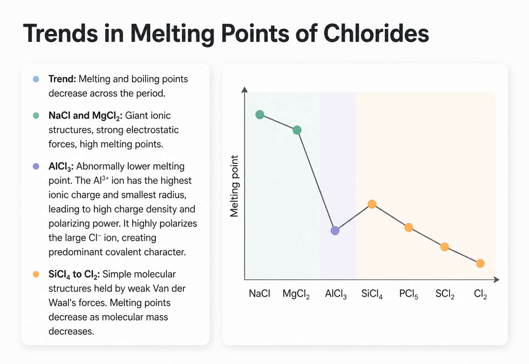The trend in the melting points of these chlorides is a steady decrease across the period. Sodium and magnesium chlorides require a lot of energy to overcome their strong ionic bonds. But why does aluminium chloride have such an abnormally low melting point? It comes down to polarizing power. The aluminium ion is small and highly charged, giving it a massive charge density. It pulls strongly on the electron cloud of the relatively large chloride ion, distorting it and creating a predominantly covalent bond. This weakens the overall lattice. The nonmetal chlorides have even lower melting points because they rely entirely on weak intermolecular van der Waals forces.